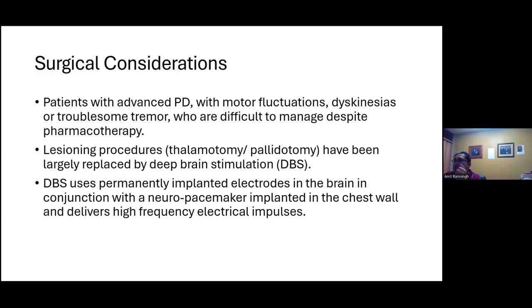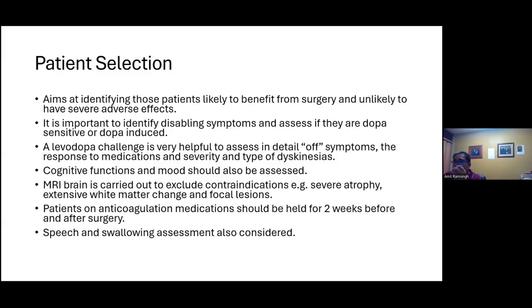What deep brain stimulation does is put a permanently implanted electrode in the brain in conjunction with a neuropacemaker in the chest wall, and it delivers high frequency impulses. In terms of our patient selection, we're looking at patients who would most likely benefit from surgery and have disabling symptoms. And if the response to L-dopa is now reduced, as it mostly is, we're looking at cognitive functions, and mood should also be assessed by a neuropsychologist.